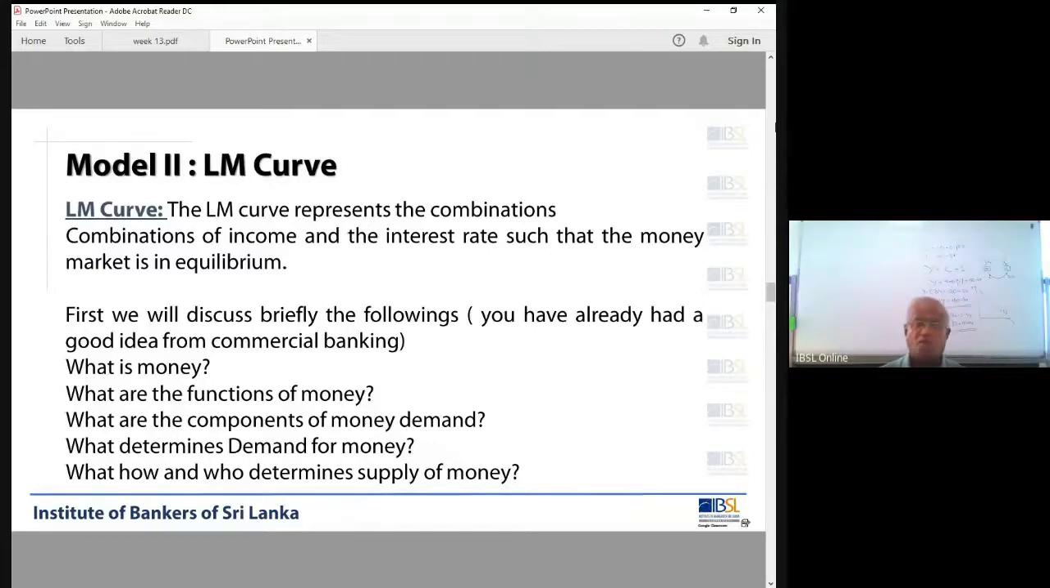Now, why do we discuss this demand function? Because in the money market, you have the demand for money and the supply of money. That's why we had this brief discussion on money demand and money supply. To derive the LM curve, we need both sides. We have to consider both sides.